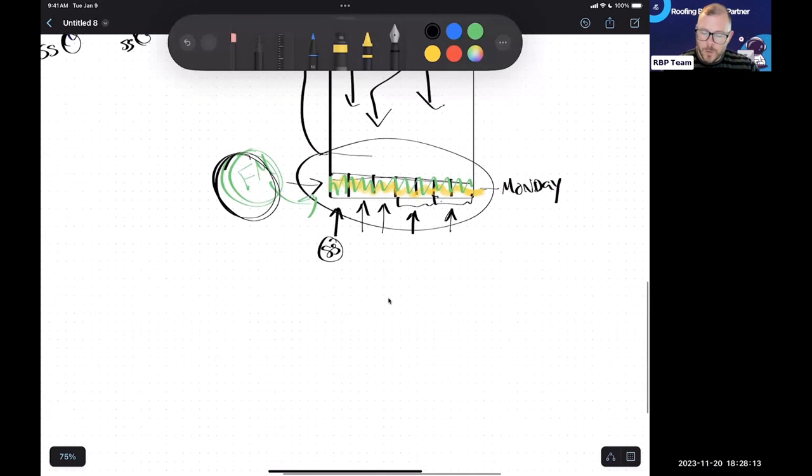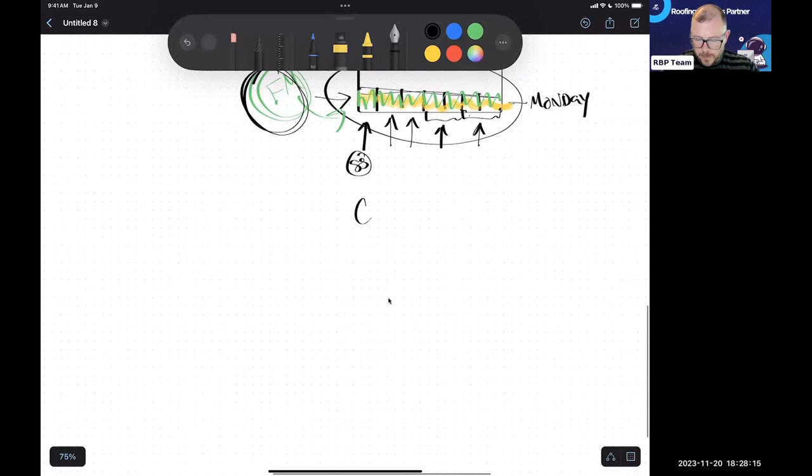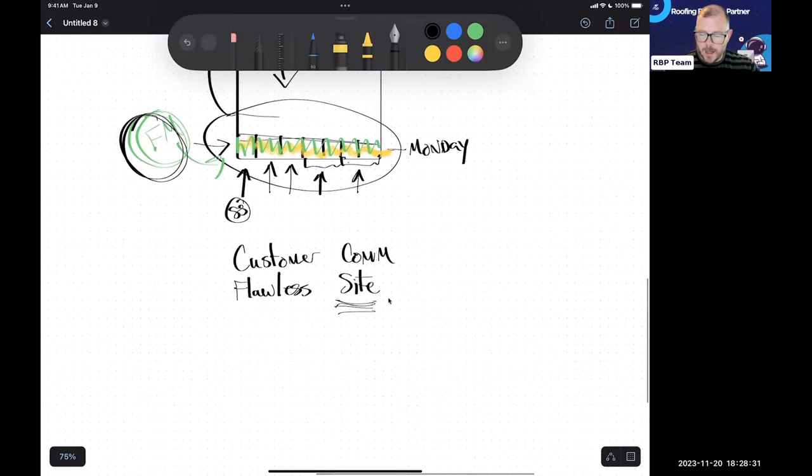All right. Well, the site supervisor's job is to act as a customer communicator, right? And their job is also to have flawless sites. Now, remember, they're a site supervisor. You are not going to get a 22-year roofer to do this job. Okay. They're not going to do it. And if they did, they would be too expensive. They're supposed to run a flawless job site.